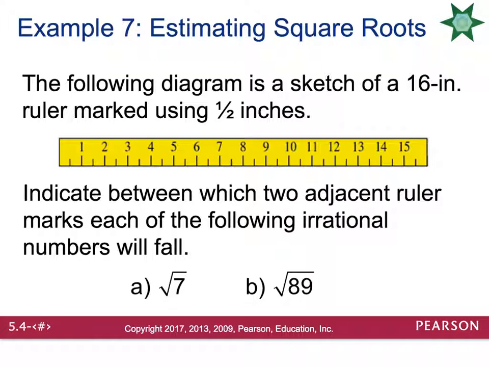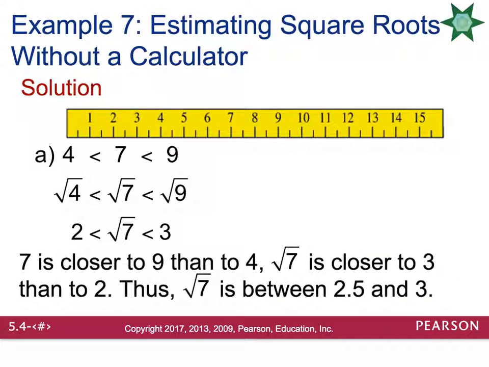Okay, now let's talk about estimating square roots. So how do we figure out what a square root is without using a calculator? How do we estimate? Okay, so we're going to look at a couple examples. We're going to use a ruler kind of as a guide. We'll look at square root of 7 and square root of 89.